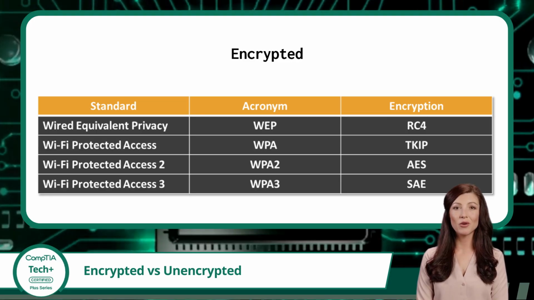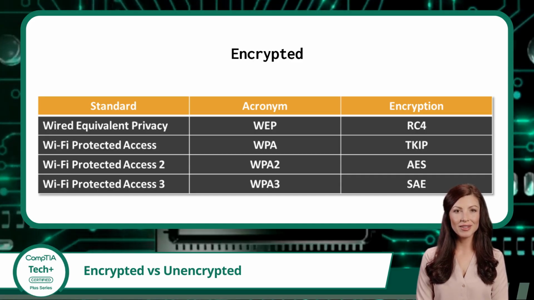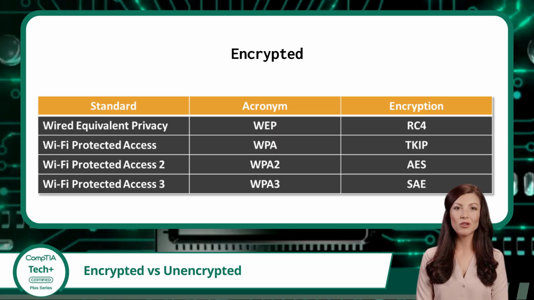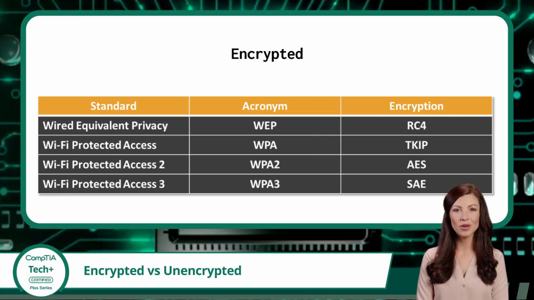Moving on, we have WPA2, or Wi-Fi Protected Access 2. This is a more modern standard for securing Wi-Fi networks and has been widely used for years. WPA2 uses a stronger encryption mechanism known as AES. AES is highly secure and much more difficult for attackers to crack. If you have a relatively new router, it will likely support WPA2.